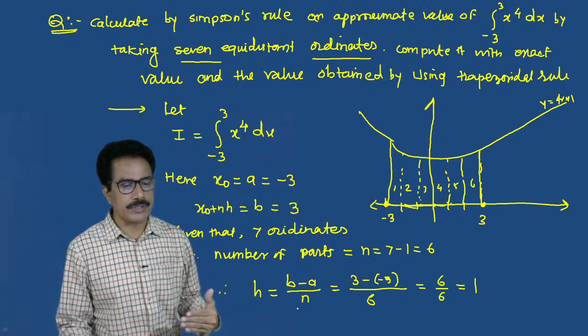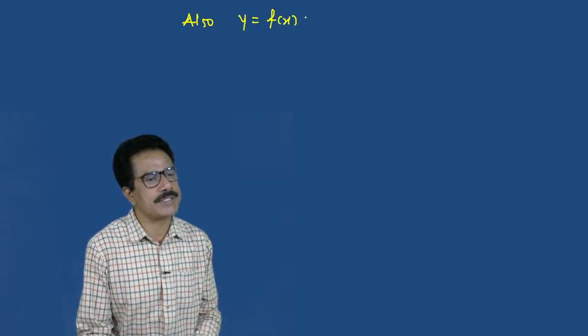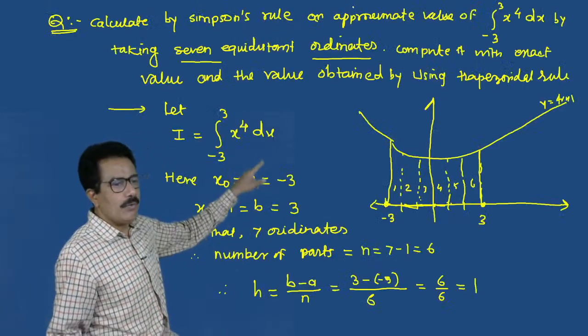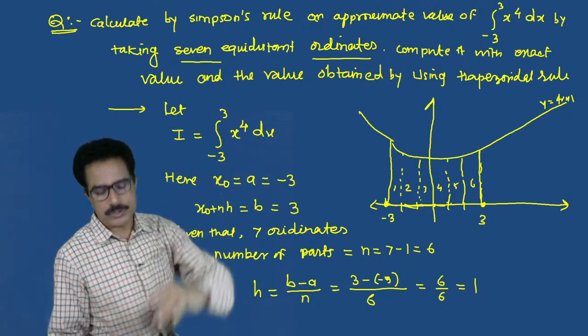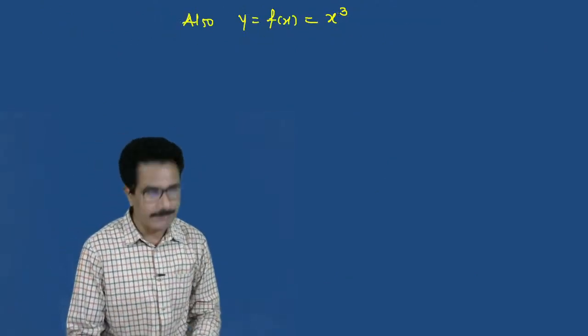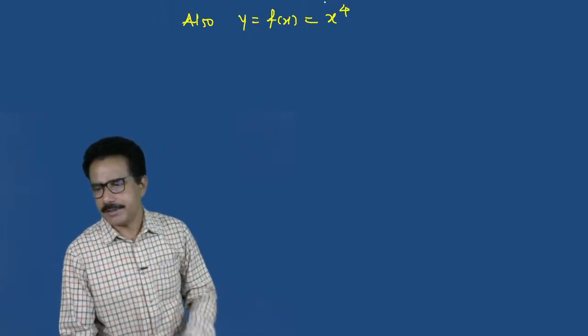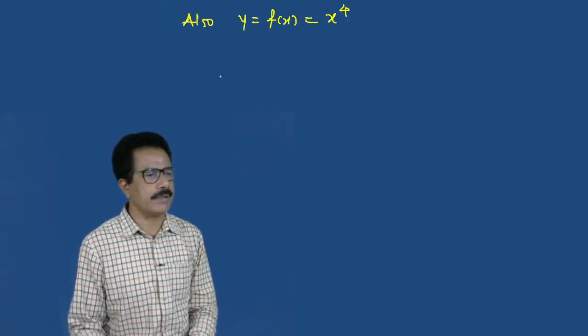And h is equal to 6. Now, also y is equal to f of x is equal to x cubed. What we have been given is y is equal to f of x is equal to x raised to 4. This is the given value, x raised to 4. Okay, Renuka Kulkarni, very good.